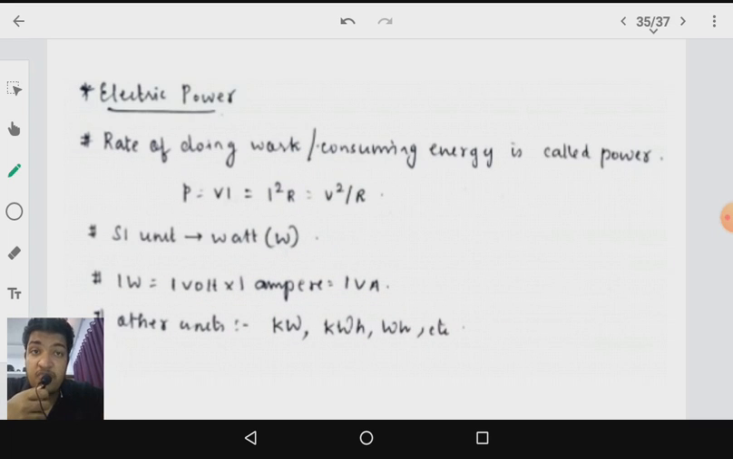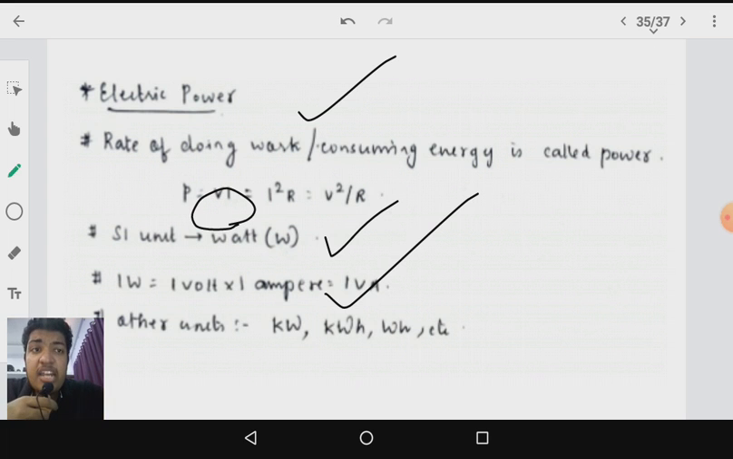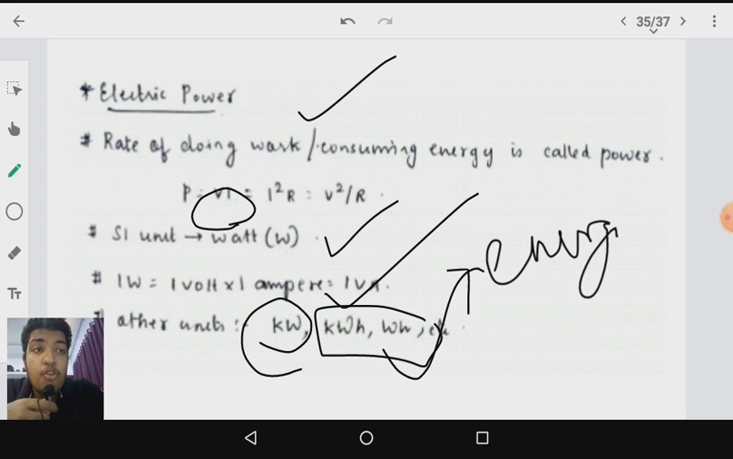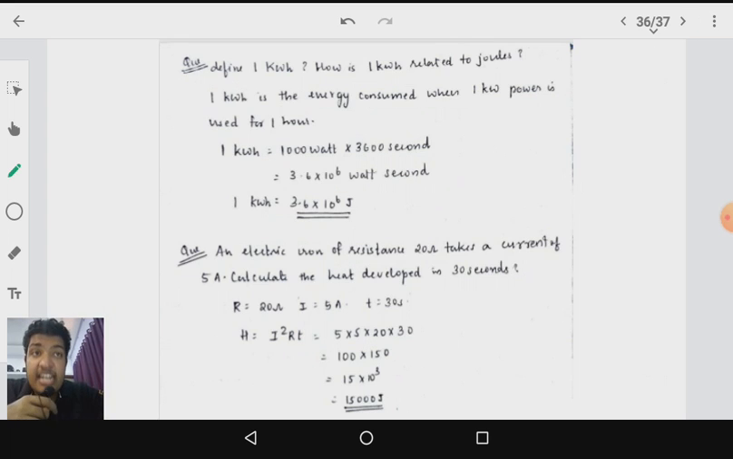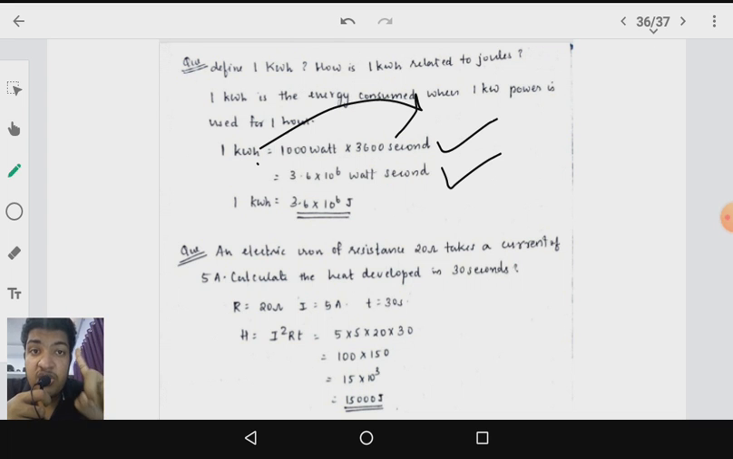Now, the next one is electric power. Electric power is equal to VI, and the SI unit is watt, and 1 watt is equal to 1 volt into 1 ampere, because the equation is V into I. Other units are kilowatt, and some commonly used units of energy are kilowatt hour and watt hour. Now we are going to study the relation between 1 kilowatt hour and joule. 1 kilowatt hour is equal to 1000 watt into 3600 seconds, because 1 hour is equal to 60 into 60 seconds. So it is equal to 3.6 into 10 raised to 6 watt second, or 3.6 into 10 raised to 6 joule.